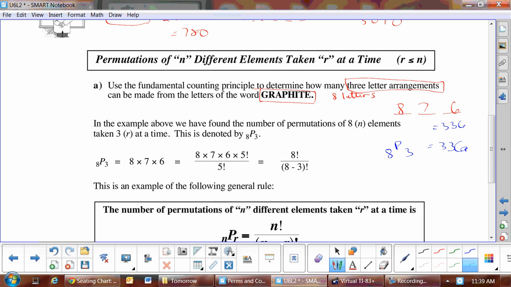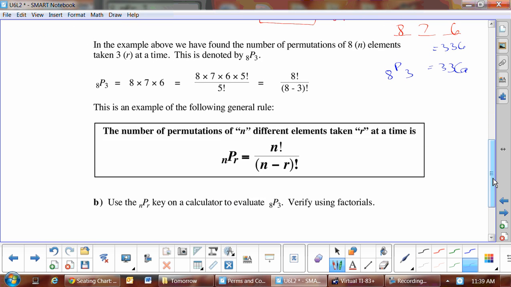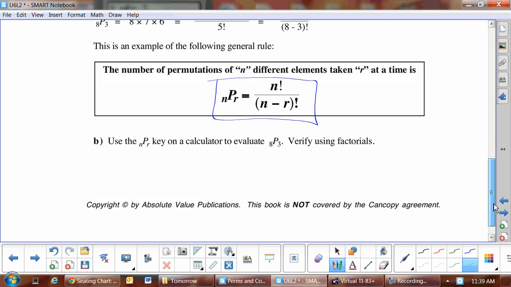Okay, there's also a formula. And the formula is on your formula sheet. And you can do this without your calculator. And I'll show you how. So using this formula, remember we were doing 8p3? Well, that would be 8 factorial over 8 minus 3 factorial. That is 8 factorial over 5 factorial, right?